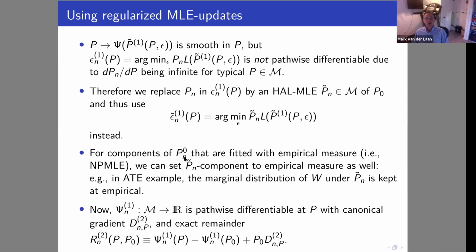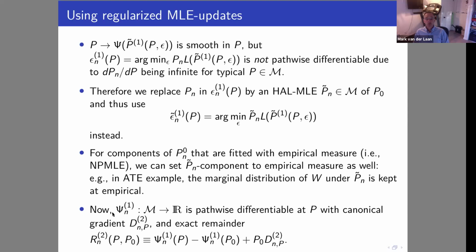And also it should be noted, for components of the initial estimator that are fitted with the empirical measure, we can set the Pn tilde component to the empirical measure as well. So we don't need any smoothing for certain components which already are estimated empirically. It's only for the components where we will apply smoothing, such as machine learning.